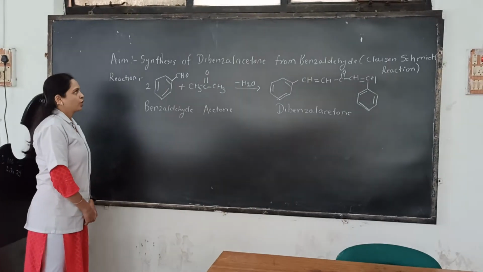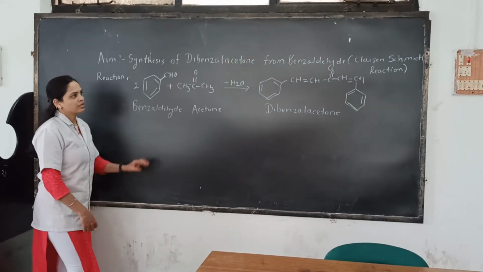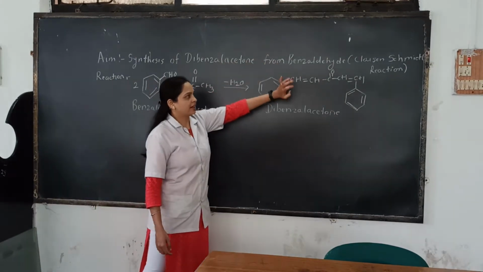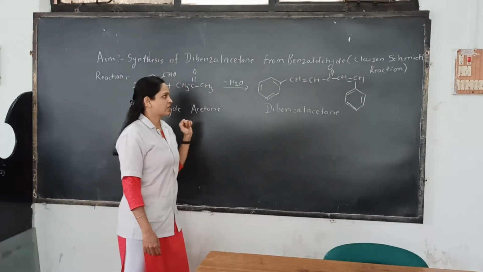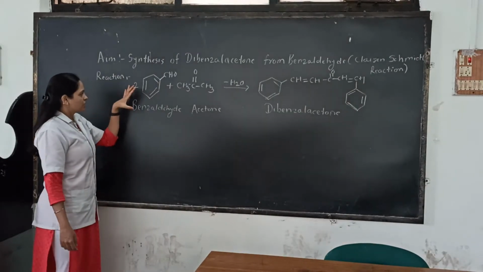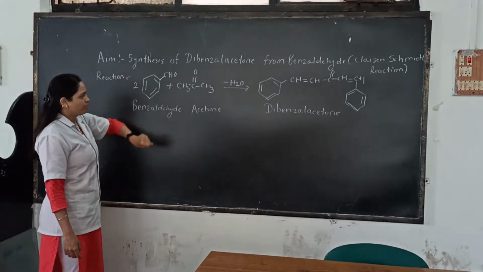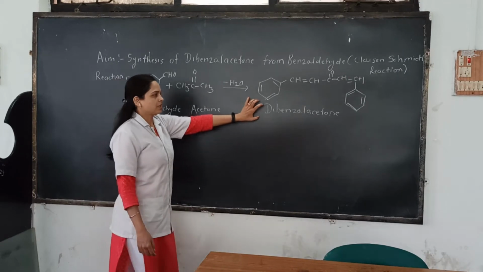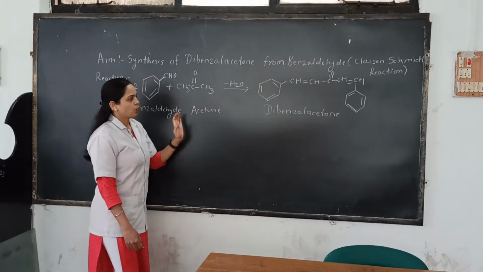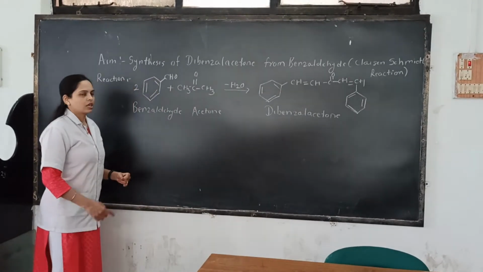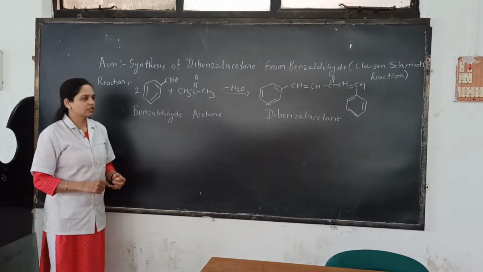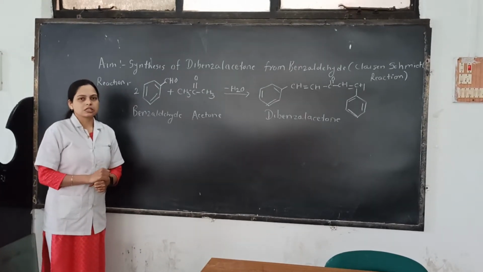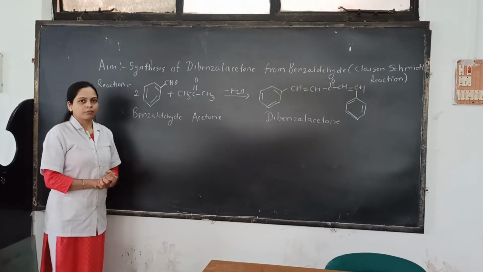Students, today we are going to perform the synthesis of dibenzyl acetone from benzaldehyde, that is the Claisen-Schmidt reaction. In this reaction, two molecules of benzaldehyde react with acetone, and the formation of dibenzyl acetone takes place. Now we will see in detail the reaction mechanism, the procedure, the synthesis, and the calculation part for the practical.